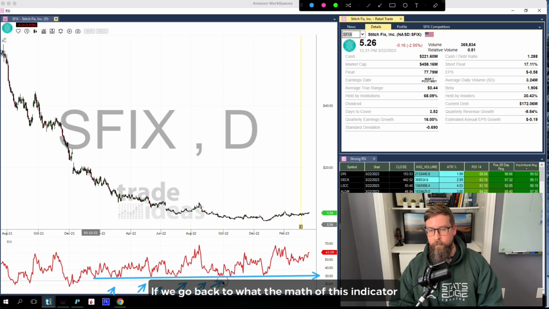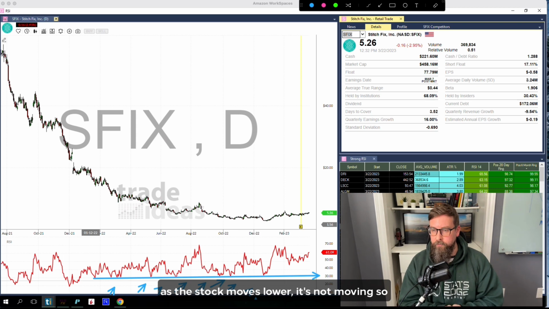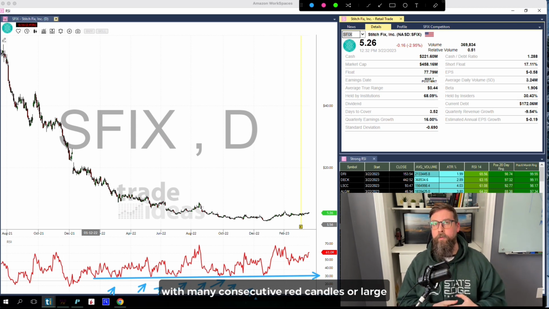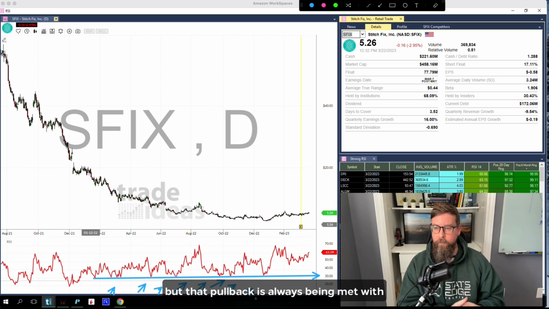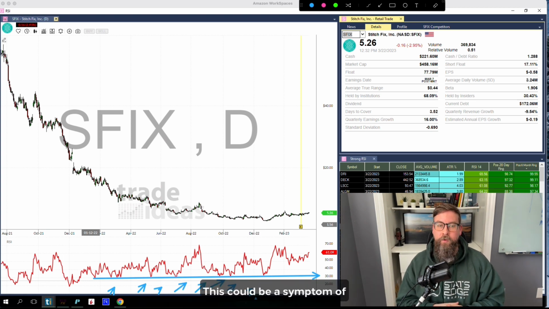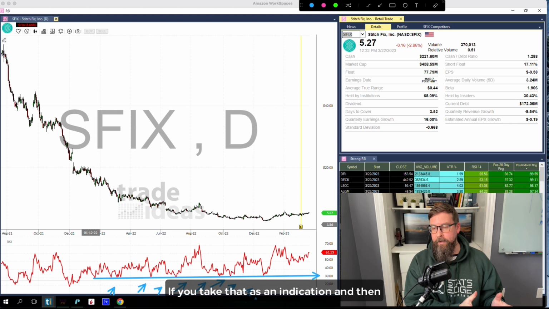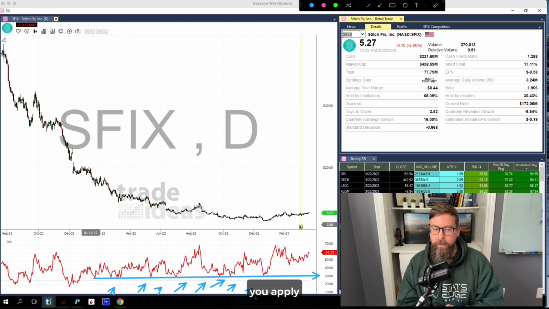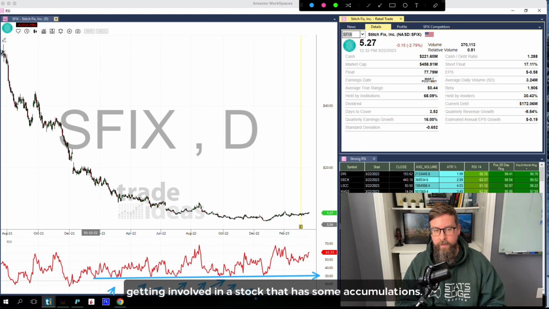If we go back to what the math of this indicator is telling us, as the stock moves lower, it's not moving with many consecutive red candles or large red candles. It's pulling back a little bit, but that pullback is always being met with buying on the other side. So this could be a symptom of strong accumulation in a name like this. If you take that as an indication and then apply a breakout strategy or some moving averages, or however else you want to trade, you know that you're getting involved in a stock that has some accumulation.